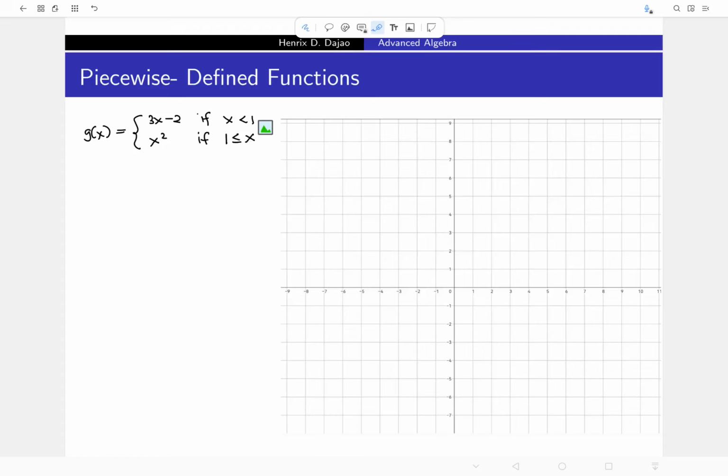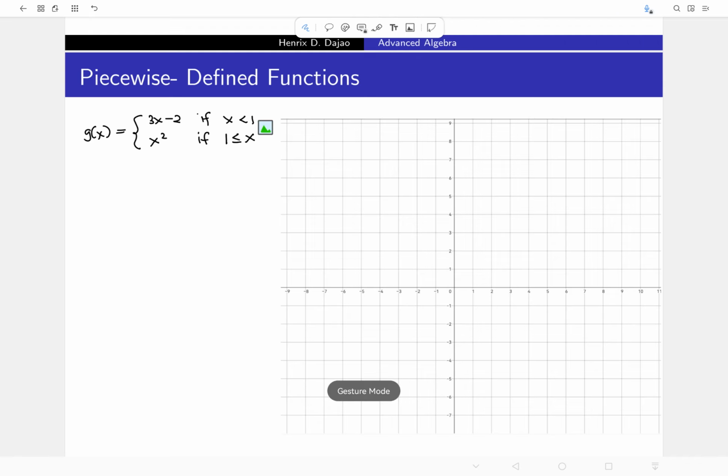Hi, in this video, we're going to continue our example on piecewise defined functions. So the next example will be this one. Function g is defined by g of x equals 3x minus 2 if x is less than 1, or g of x is equal to x squared if x is greater than or equal to 1. So remember, we have a boundary here of 1. So we're going to draw this.